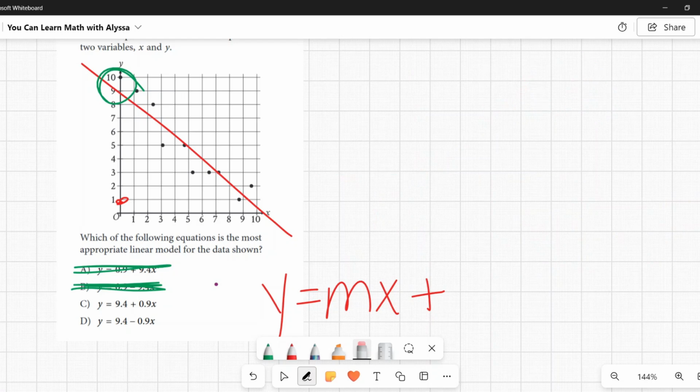But here, if we look at this line, it's clearly, no matter what its exact slope is, it is going down. This is a negative sloped line. So D is the only one that has that y-intercept in the 9s that also has a negative slope. D is my answer.